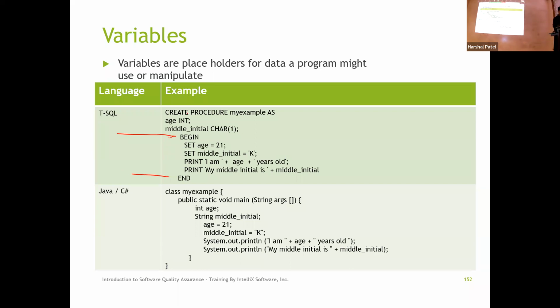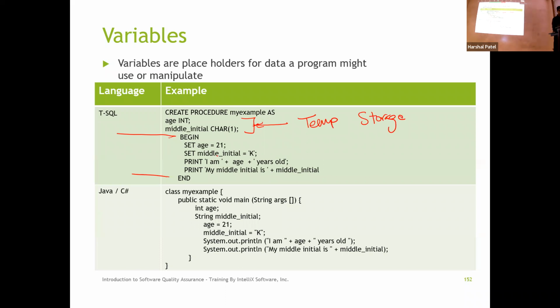There are two temporary storages, one an integer, which is named age. The second one is 1 character long, and that is set as middle initial. So this too is my temporary storage. And then the begin and end essentially encapsulates the instructions which I want the program to follow. In this case, there are multiple instructions, so that's why you say one after another.